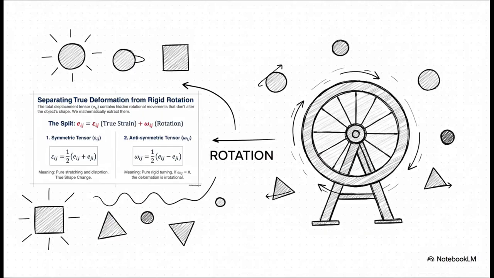Just think about a spinning wheel on a car. Every single point on that wheel is moving like crazy, right? It has a huge displacement. But is the wheel itself actually stretching or breaking? No, it's just rotating. And for an engineer, that's a world of difference. You absolutely have to be able to separate a harmless spin from a dangerous strain that could cause a crack.